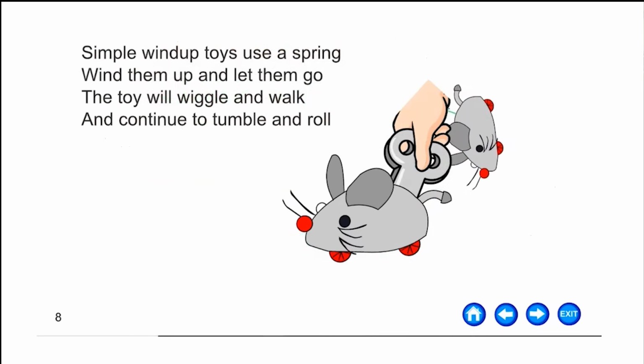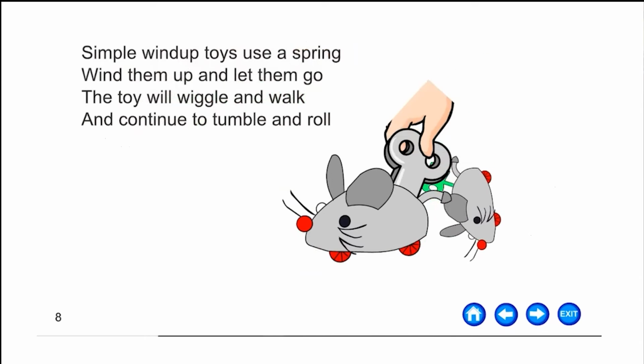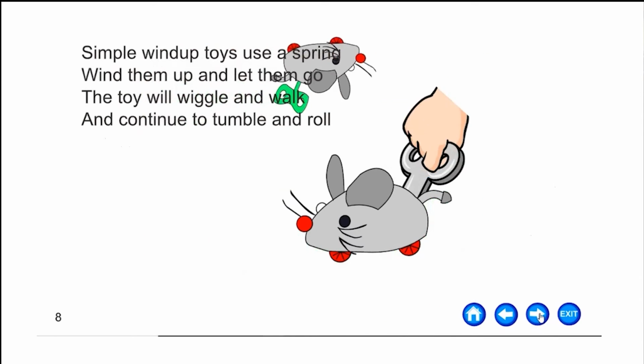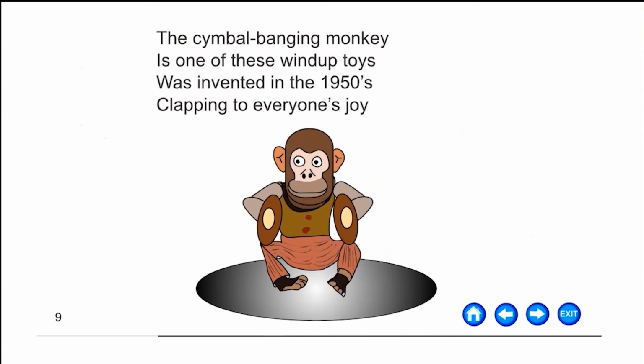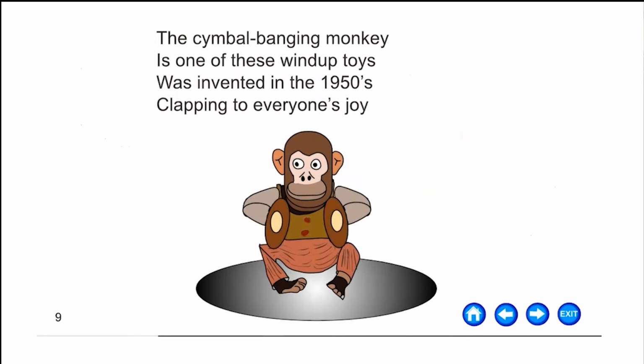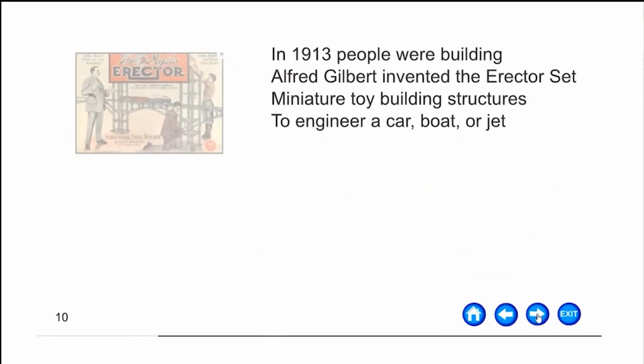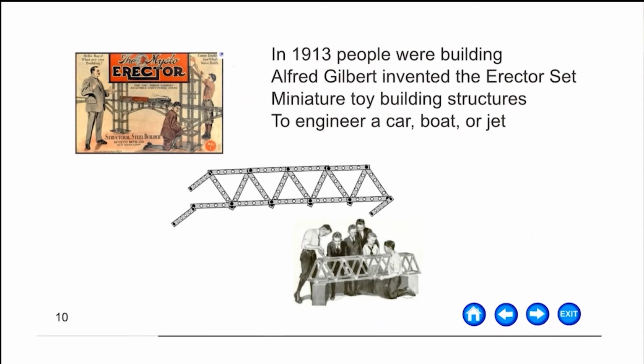Simple wind-up toys use a spring. Wind them up and let them go. The toy will wiggle and walk and continue to tumble and roll. The cymbal-banging monkey is one of these wind-up toys, invented in the 1950s, clapping to everyone's joy. In 1913, people were building. Alfred Gilbert invented the erector set, miniature toy building structures to engineer a car, boat, or jet.